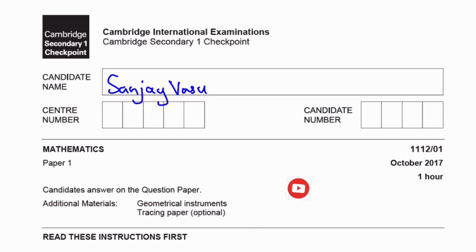This time I'm doing it on Cambridge Secondary 1 Checkpoint for Mathematics Paper 1, October 2017. There's no calculator allowed, let's start.